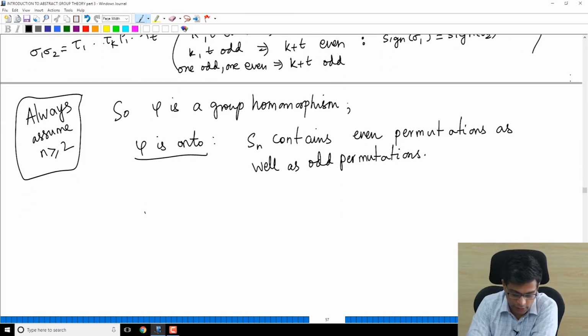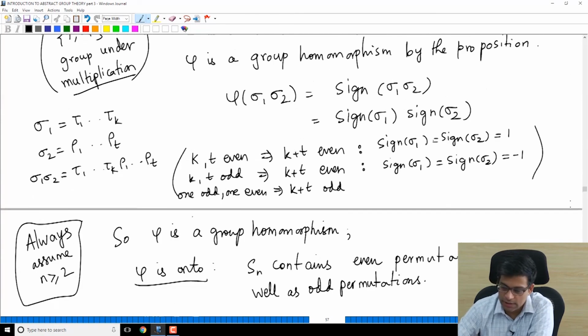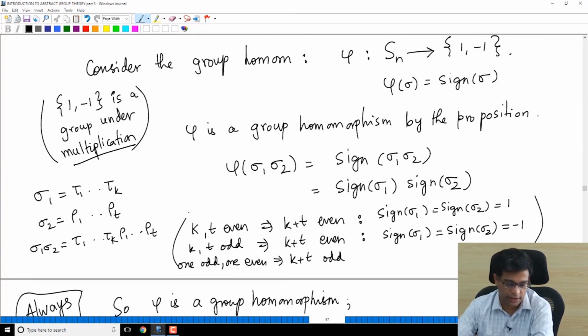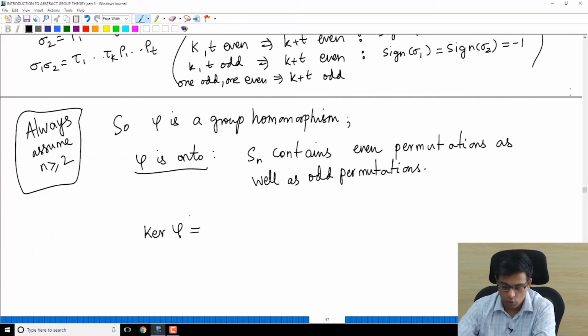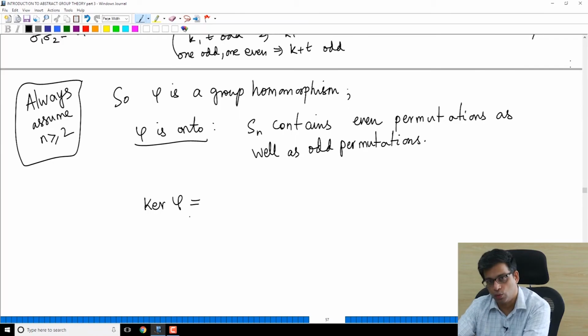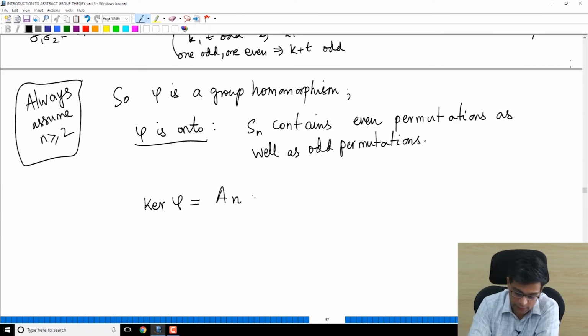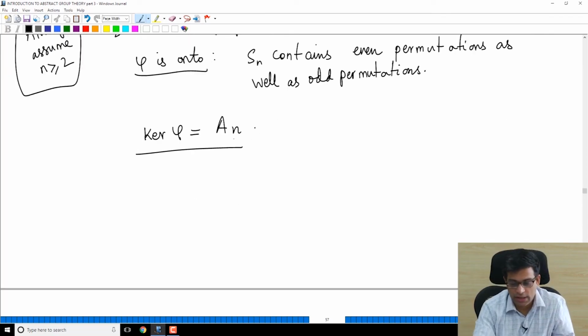So now I claim that kernel of phi, what is kernel of phi? These are things that go to the identity element of 1 comma minus 1. What is identity element of 1 comma minus 1? It is 1. So all permutations that go to 1, in other words, all permutations that are even. So this is precisely An, right? Kernel of phi is An. This is because An is precisely the set of even permutations.